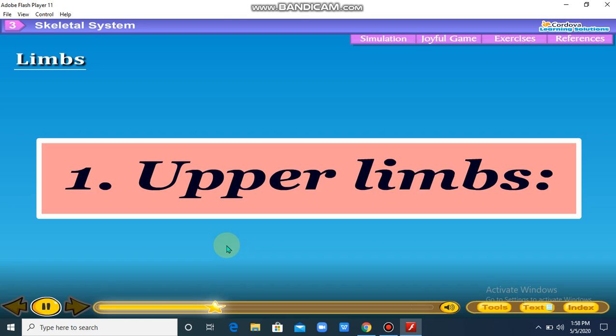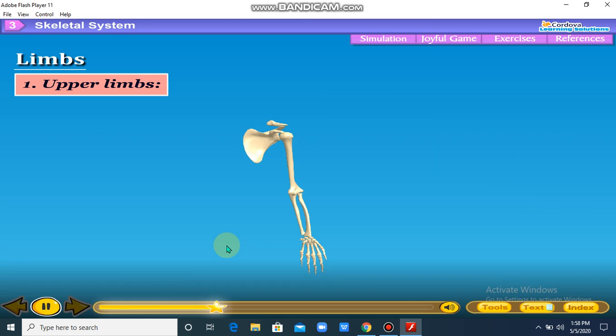1. Upper limbs. The upper limb arms are attached to the shoulder girdle or pectoral girdle. The upper arm has one long bone called the humerus, while the lower arm has 2 small bones called radius and ulna. The wrist and fingers have several small bones. There are 8 bones, carpals in wrist, 5 bones, metacarpals in palm, and 14 bones, phalanges, in fingers.